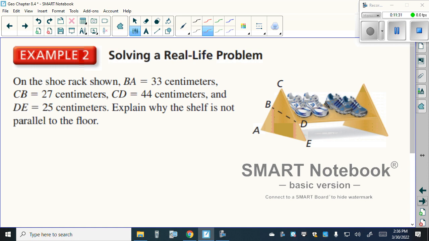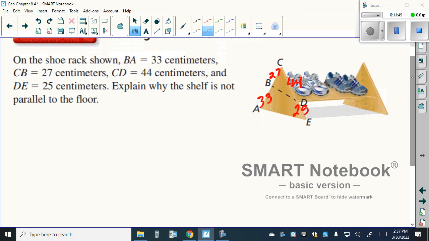On the shoe rack, if BA is 33, BC is 27, CD is 44, and DE is 25, explain why the shelf is not parallel to the floor. So we want to know why it's not parallel to the floor. Well, we need these side lengths to be proportional. We need them to have the same proportion.